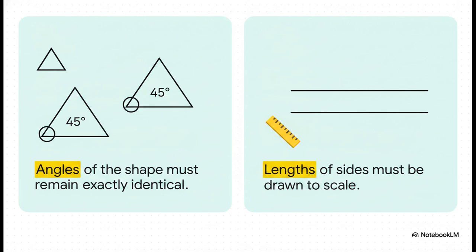Now, there's a really fascinating rule here that catches a lot of students off guard. When you scale an object with given angles, the lengths of the sides are drawn to scale, right? They shrink or grow. But the angles of the shape must remain exactly identical. If the original triangle has a 45-degree angle, your massive poster-sized scale drawing of it is still going to have a 45-degree angle. Angles absolutely never scale.